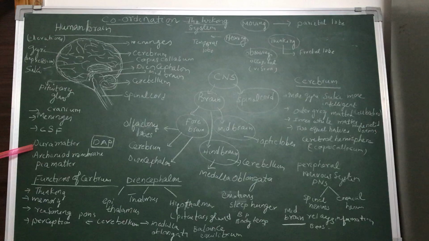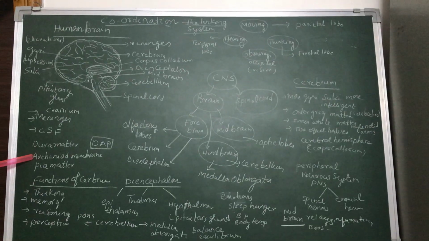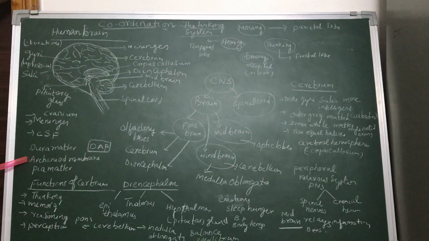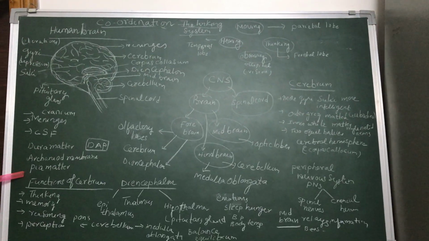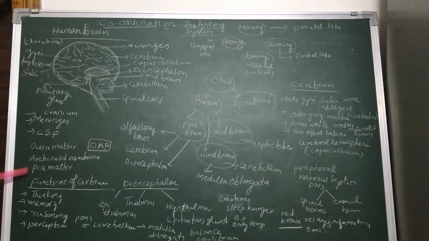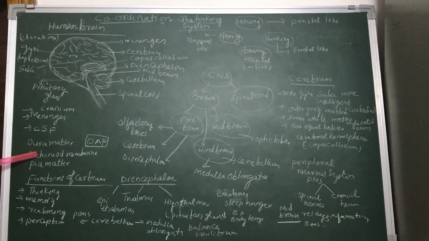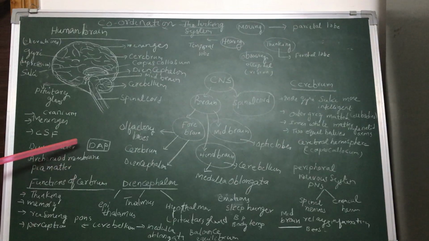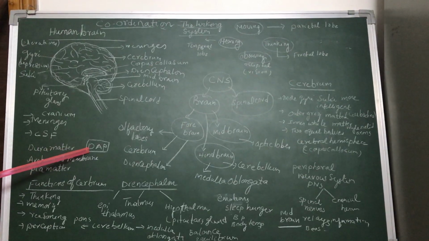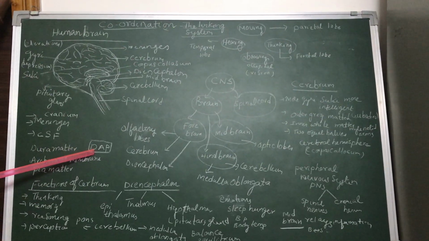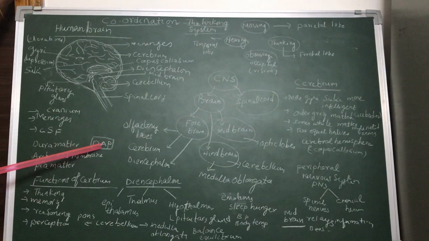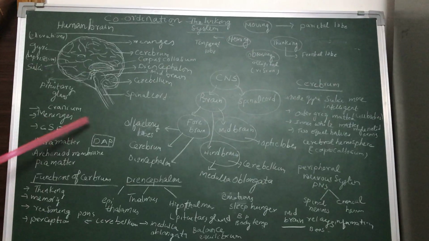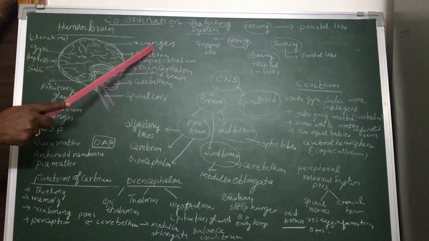The outer membrane is called dura mater. The middle membrane is called arachnoid membrane, and the inner membrane is called pia mater. To memorize this, we can have a simple tip, DAP. D stands for dura mater, A stands for arachnoid membrane, P stands for pia mater. These three membranes we call meninges.